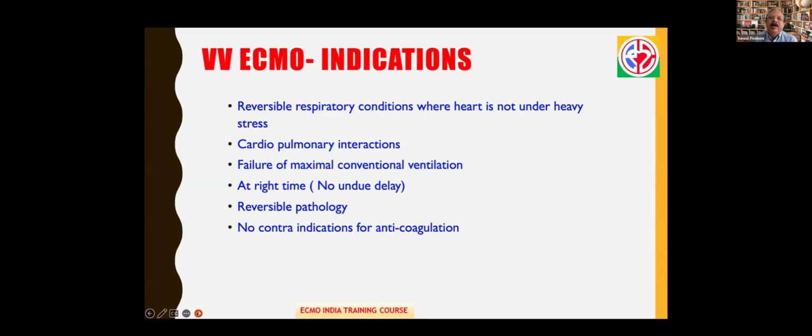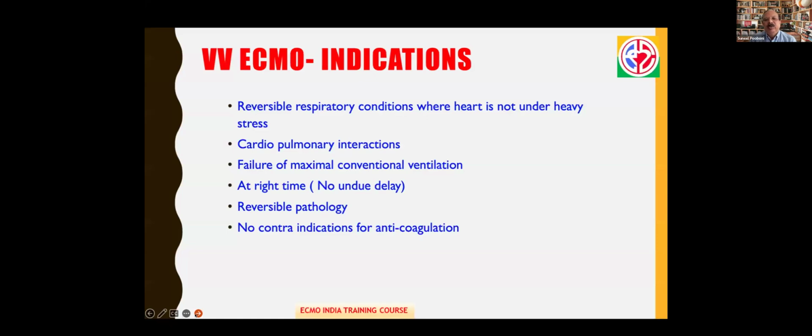Initially it may look like a reversible respiratory condition, that's why you are putting a patient on ECMO. Later on, it might prove that this is an irreversible condition. Cardiopulmonary interactions always have to be thought about, because lungs don't work by themselves and the heart doesn't work by itself. It's always blood circulating between the heart and lungs. So the cardiopulmonary interactions have to be considered. There should be failure of maximal conventional ventilation, and initiation at the right time without undue delay as far as possible. The pathology should be reversible and there should be no contraindications for anticoagulation.